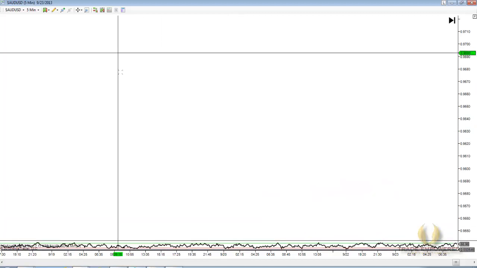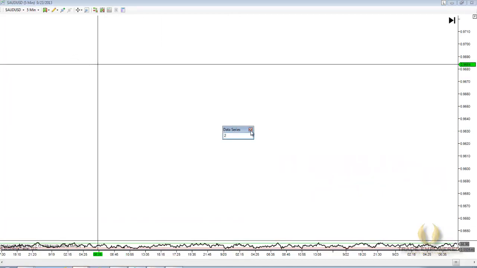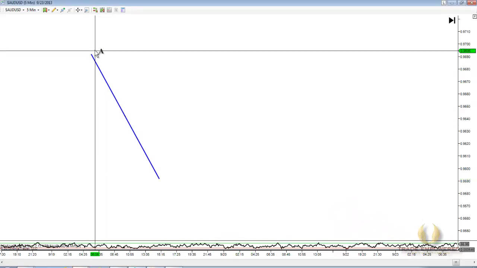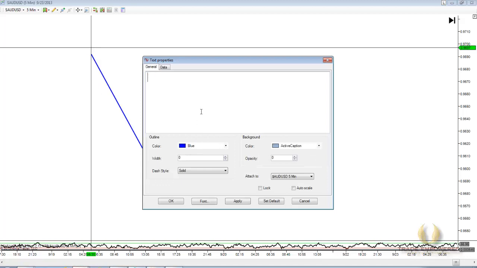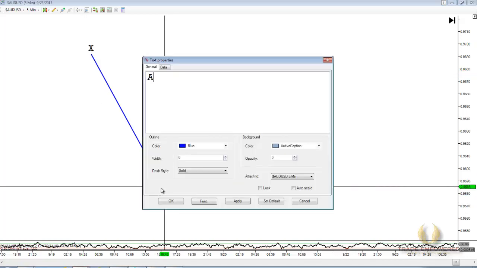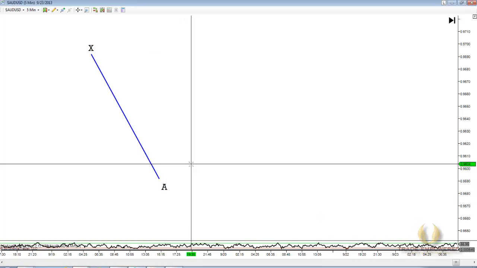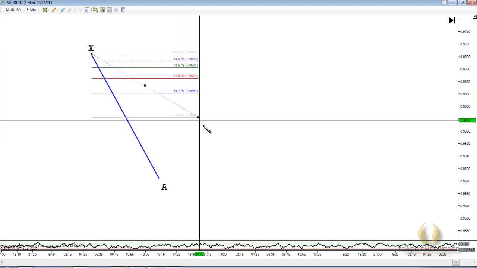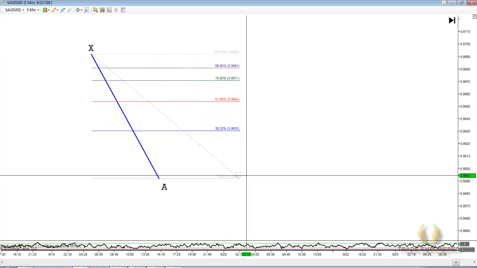So the butterfly pattern, if I scrunch up my charts and get the RSI out of here, like our other patterns, starts with an impulse leg. So we're starting with an initial X to A leg. So it's swing high to swing low in this case. We'll make this our X leg, and we'll make this our A leg. We then want to bring in our Fibonacci retracement tool. We want to bring that from our swing high, so our X, down to our swing low.